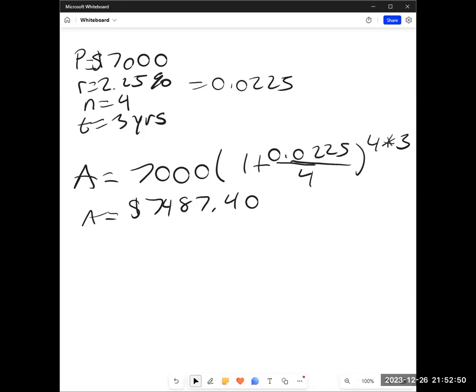So next time we're going to look at something called effective annual yield that has to do mostly with the stock market and bonds and things like that. We look at something called yield. So we will talk about that next time, and see you for that next video.